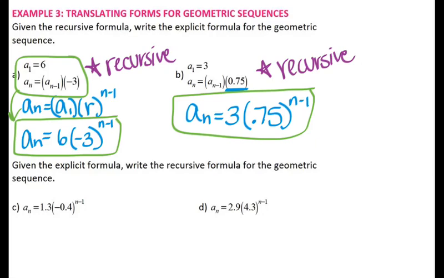So for C and D, we have the explicit formulas. So I'm going to label this as explicit. And that looks a little weird. Fix that so that it is an I. And then this one's also explicit.